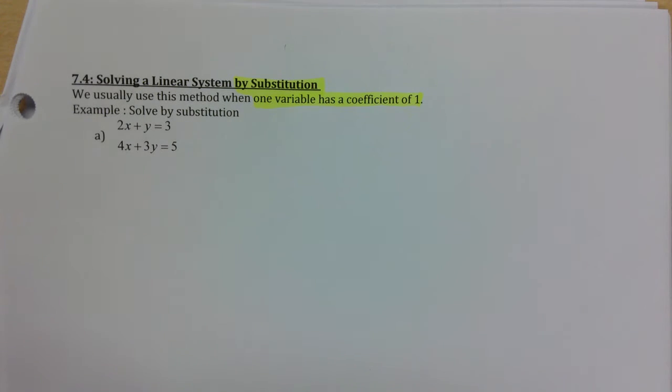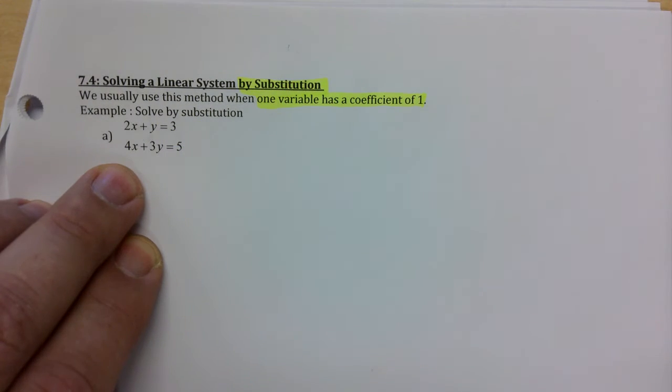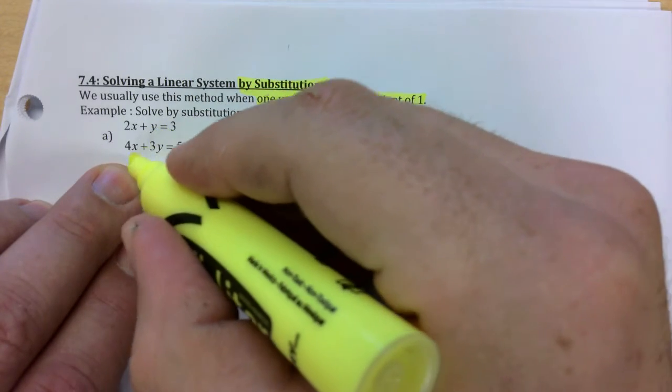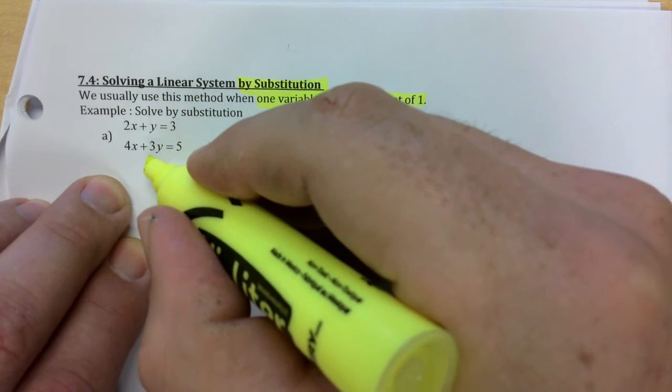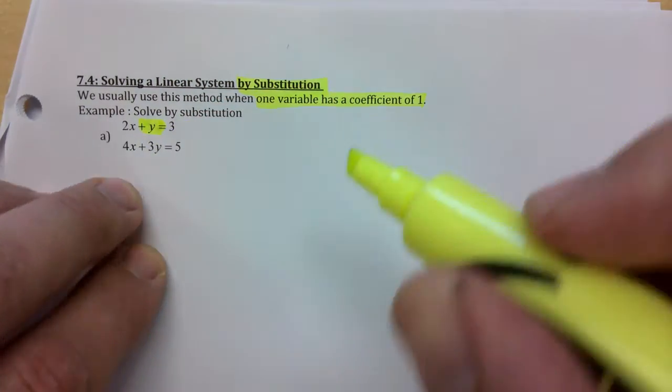Okay, so we're going to solve by substitution. You notice here, out of the two equations, try to find one equation that has a variable with a coefficient of 1. And that's this one right here. If you look at both, this is a 2, 4, 3, they all have coefficients greater than 1 except for y. Okay?